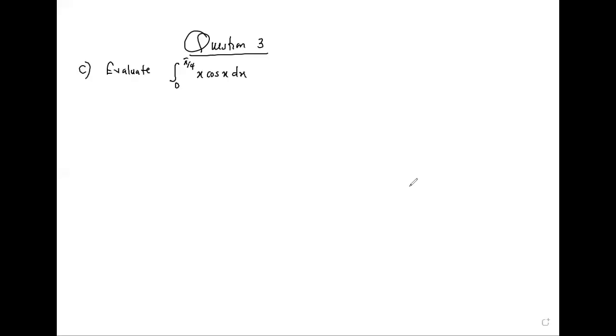So x cos x dx is a product. So we'll have to use by parts, where we let u be x, differentiate it, we get 1, then multiply it by dx. We let dv be cos x dx, integrate it, we have sin x.